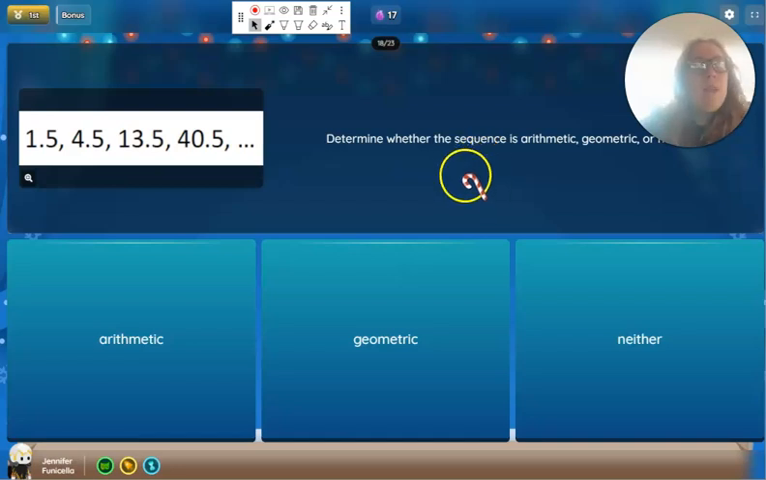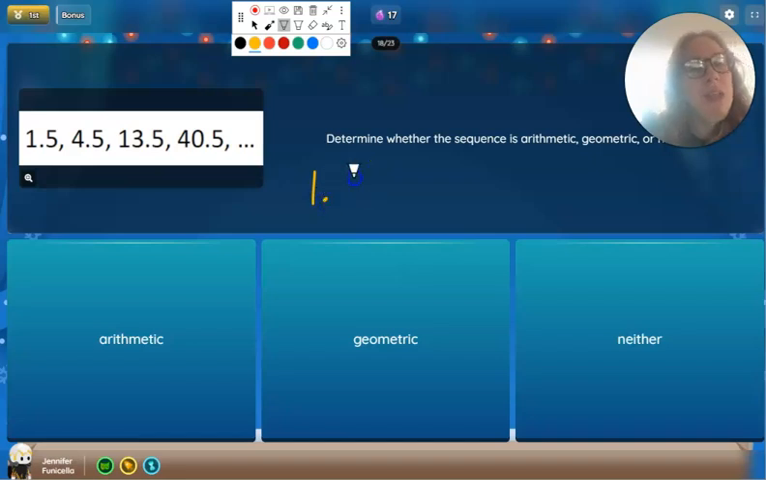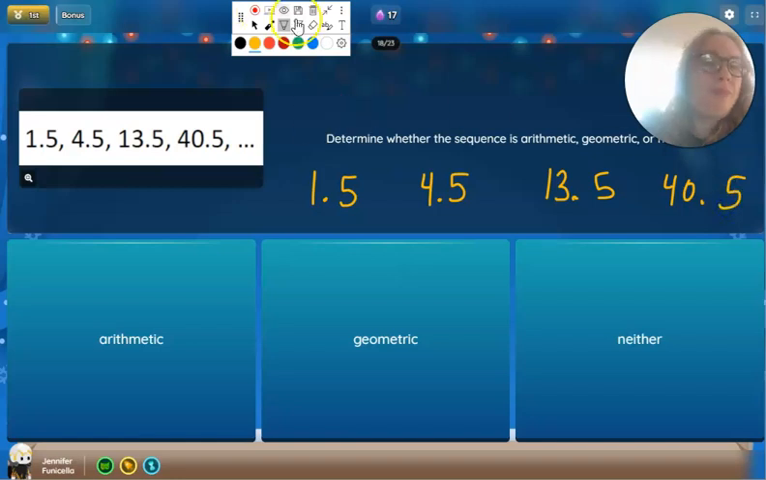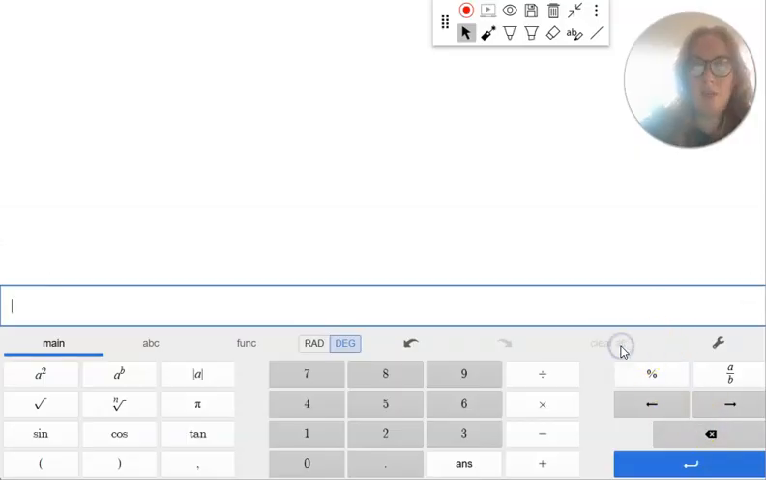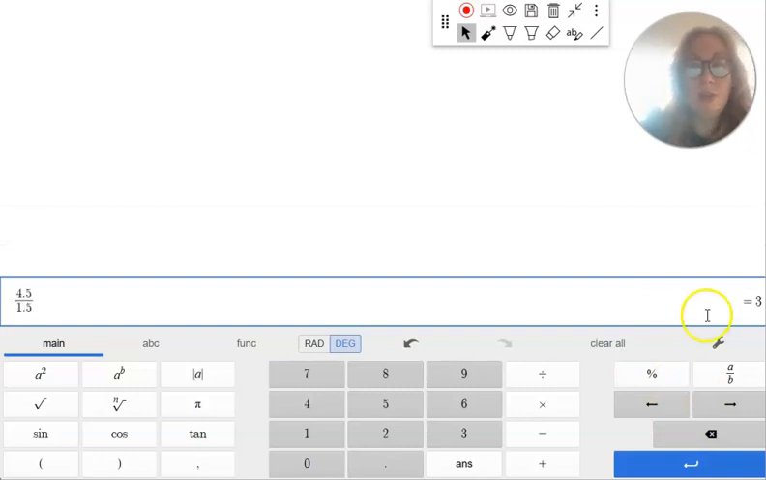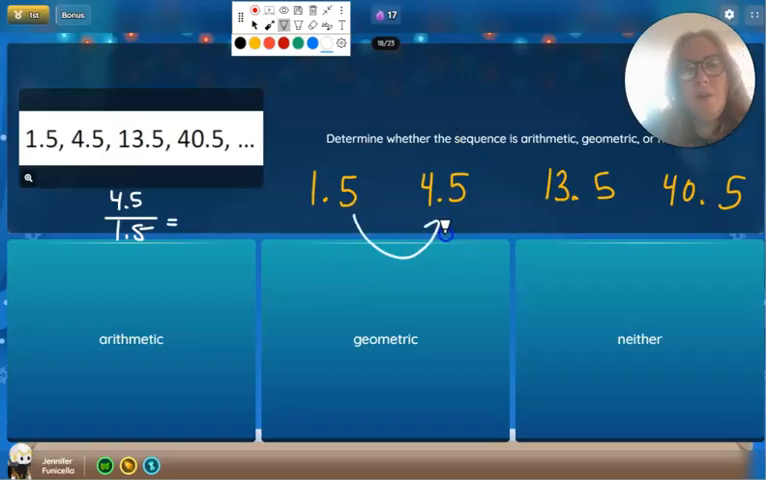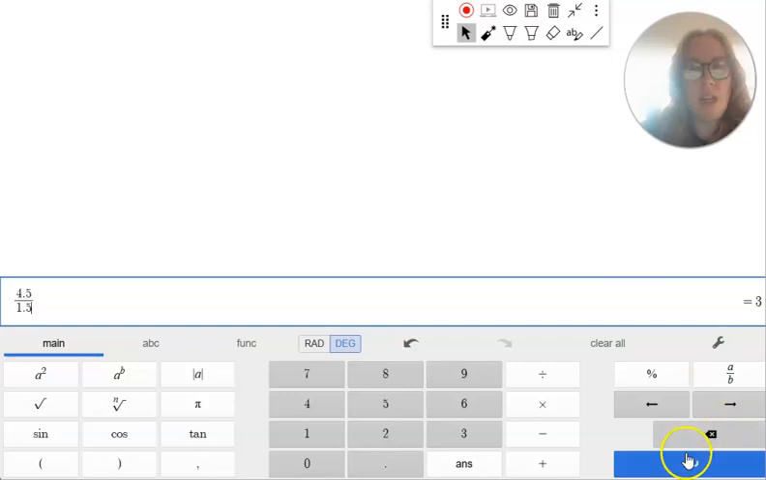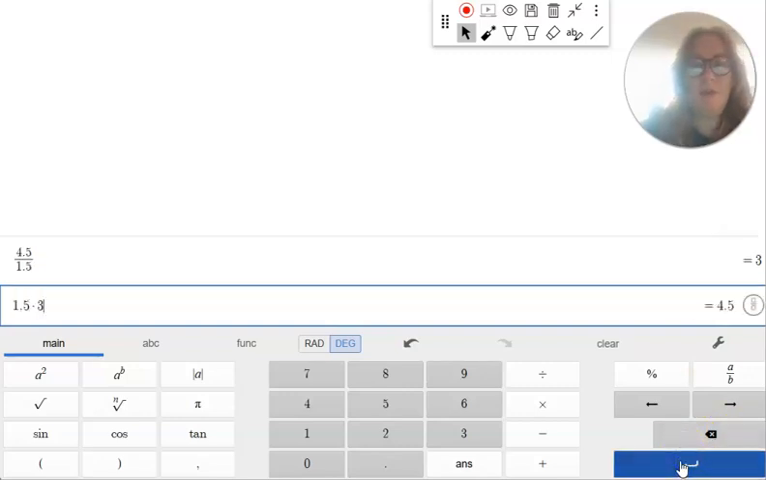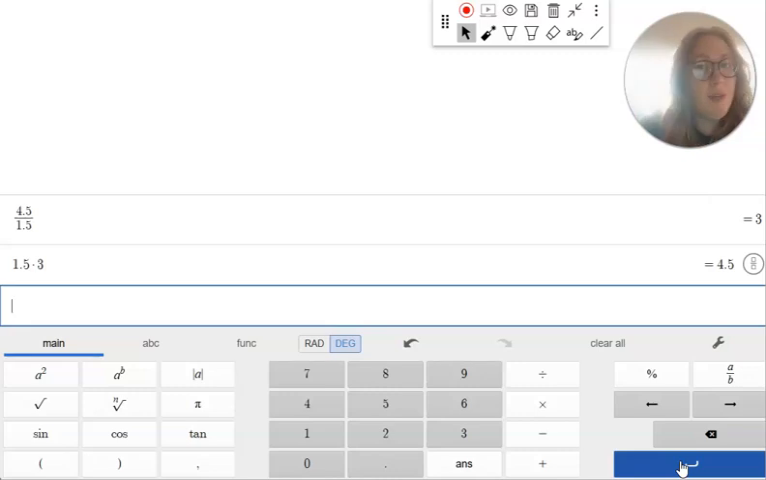Question 18. Determine whether the sequence is arithmetic, geometric, or neither. So with this one, it might not be as easy to figure out what the multiplier is because we have decimals. We don't know those facts as well. So if we take 4.5 and divide it by 1.5, let's see what we get in our calculator. 3. So 1.5 times 3 is 4.5. So that has a multiplier of 3.